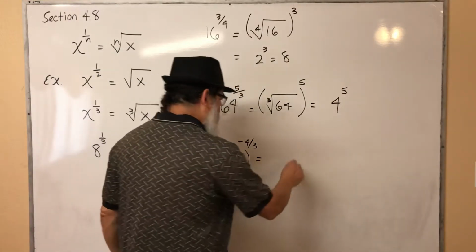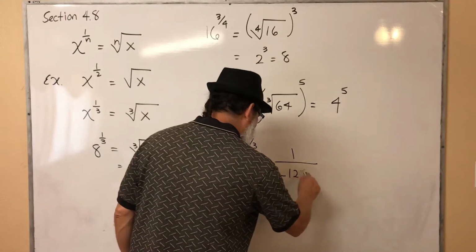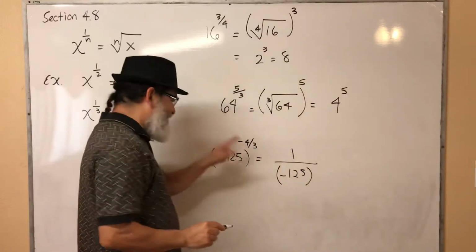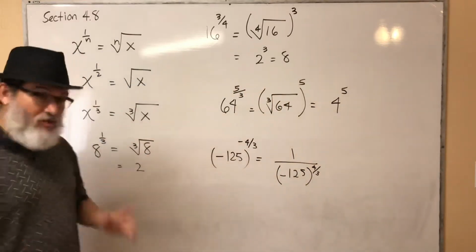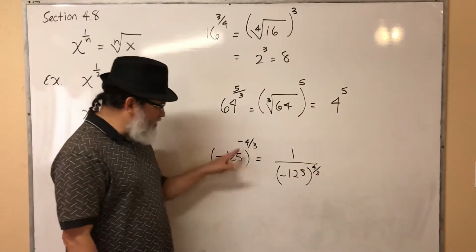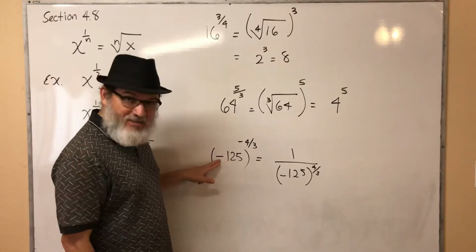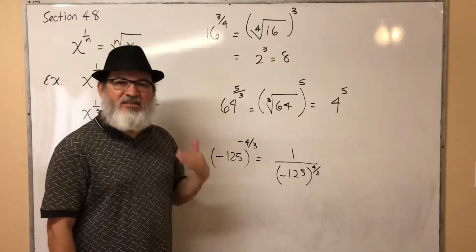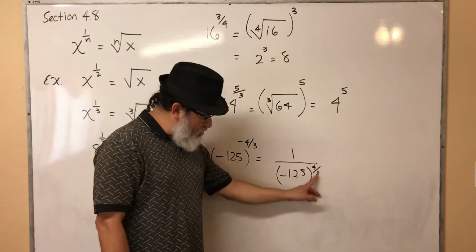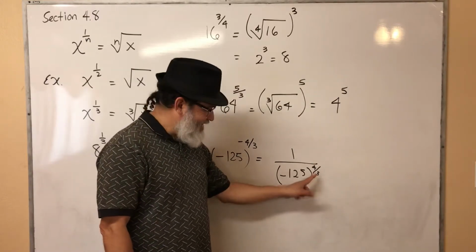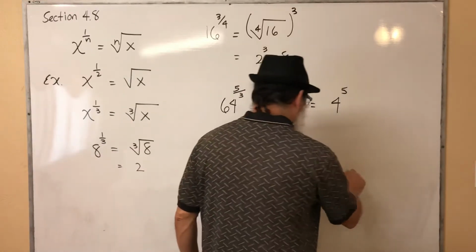So take the reciprocal. 1 over negative 125 to the 4/3. Note, when you take the reciprocal, this power becomes positive. That did not change this base. The base stays negative. And now I'm going to make this the index, which is the root, and the power, and that's going to go in the denominator.